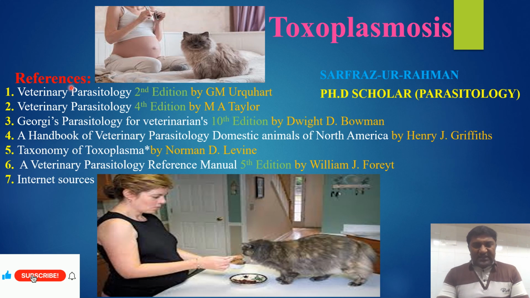I would like to share this knowledge with references from these books: Veterinary Parasitology, second edition by G.M. Urquhart; Veterinary Parasitology, fourth edition by M.A. Taylor; Georgis' Parasitology for Veterinarians, 10th edition by D. White, D. Bowman; and a Handbook of Veterinary Parasitology: Domestic Animals of North America by Henry J. Griffiths; Taxonomy of Toxoplasma by Norman D. Levine.